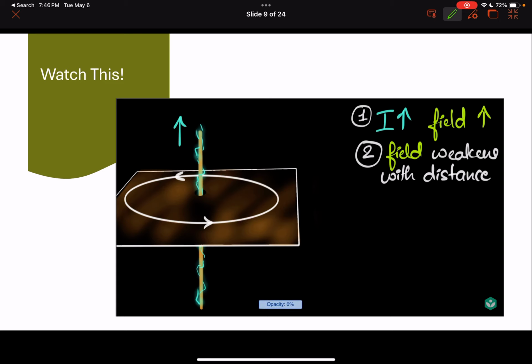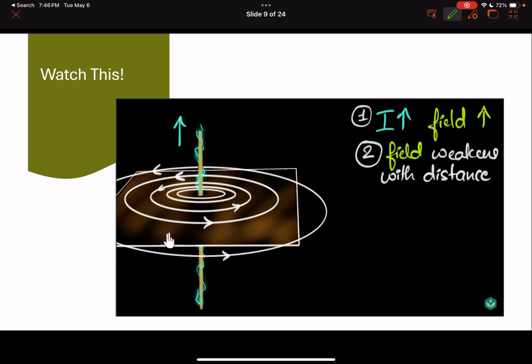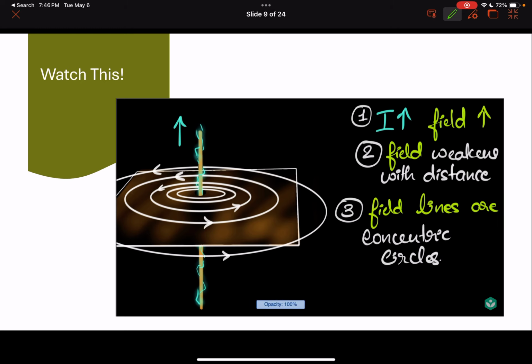But this is true at all distances. Even if I were to keep magnetic needles close by, they would run in circles. Even farther away, they would all run in circles. And so the magnetic field everywhere around a straight wire carrying current would be in concentric circles. So that's another result that we find. The field lines are in concentric circles. They all have a center at the wire.